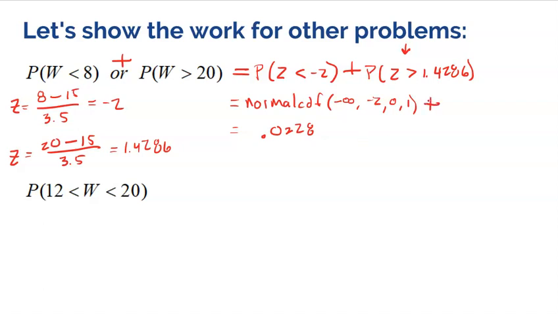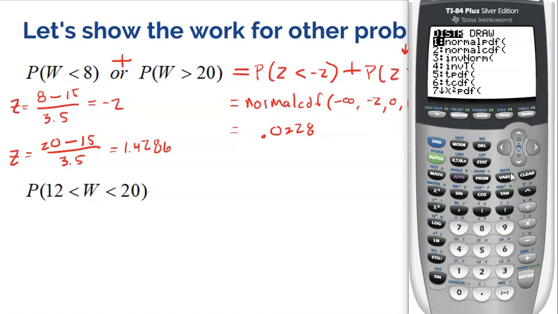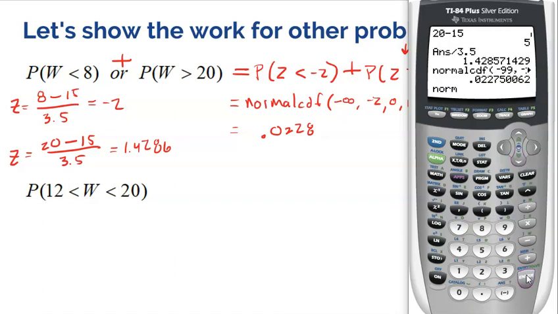Now we have to add to that greater than 20. So once again, I'm going to go to normal CDF on my calculator. This time I'm going to start at 1.4286 because I'm going greater, and I'm going to go to 99. I'm going to go way above 20, which again, on my calculator, 20 minutes is equivalent to 1.4286 standard deviations above the mean. And I'm going to go ahead and paste that into the home screen as well and get my answer.